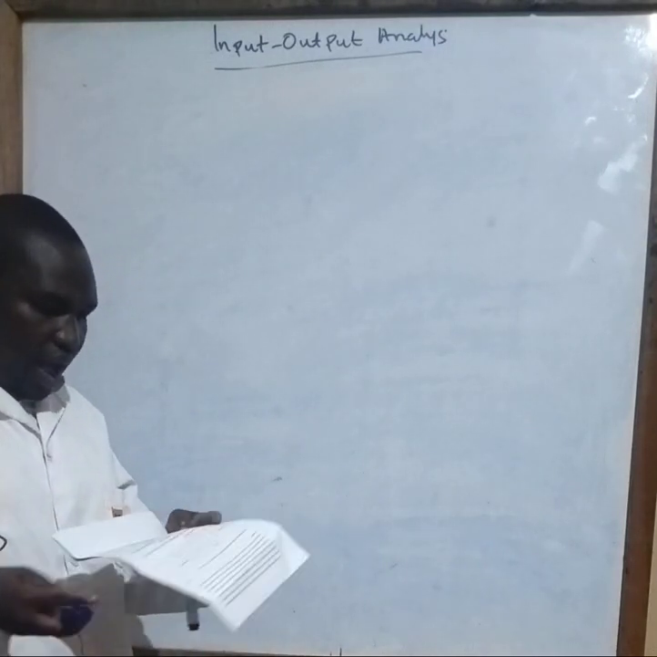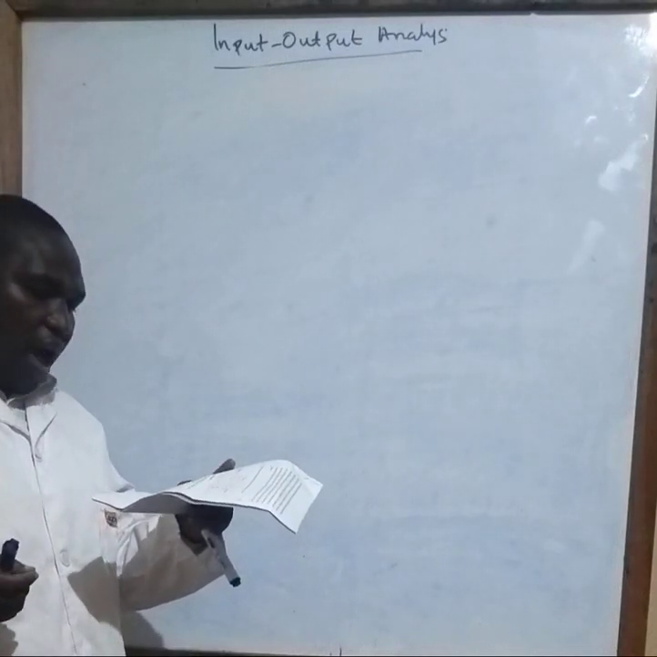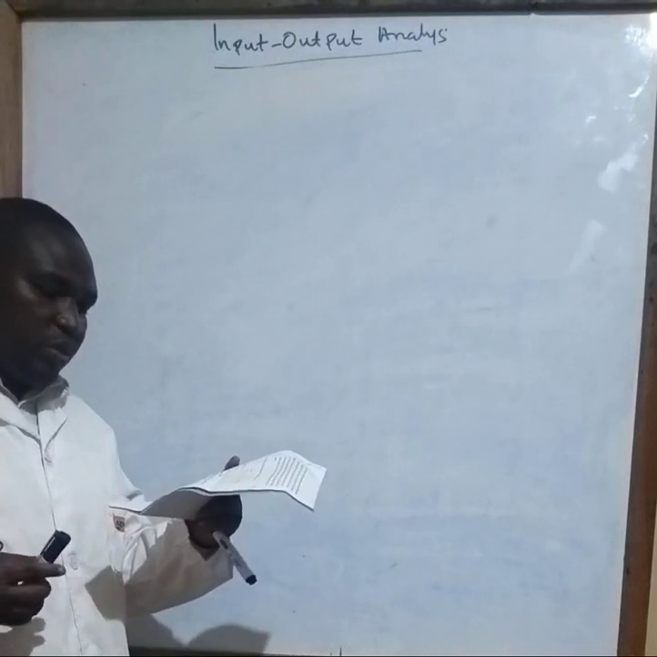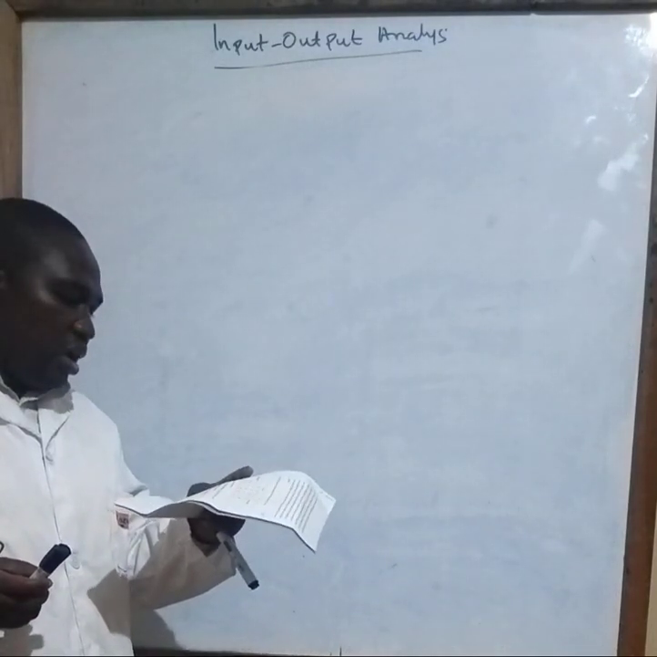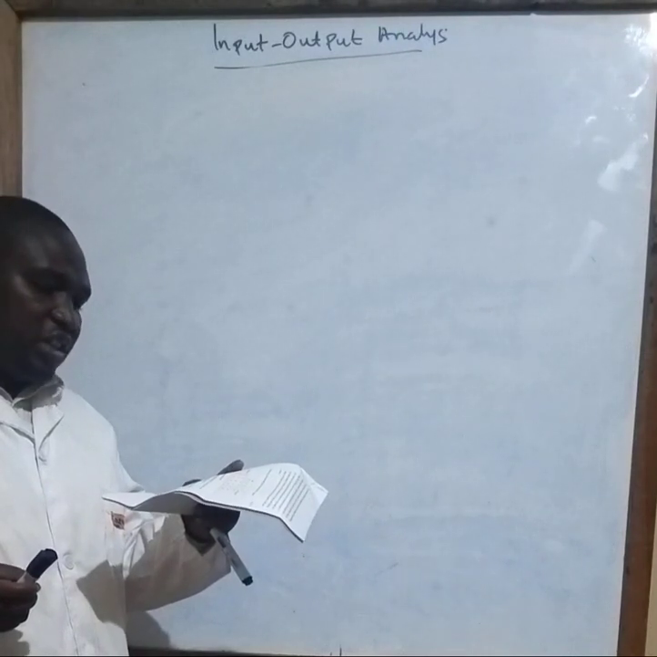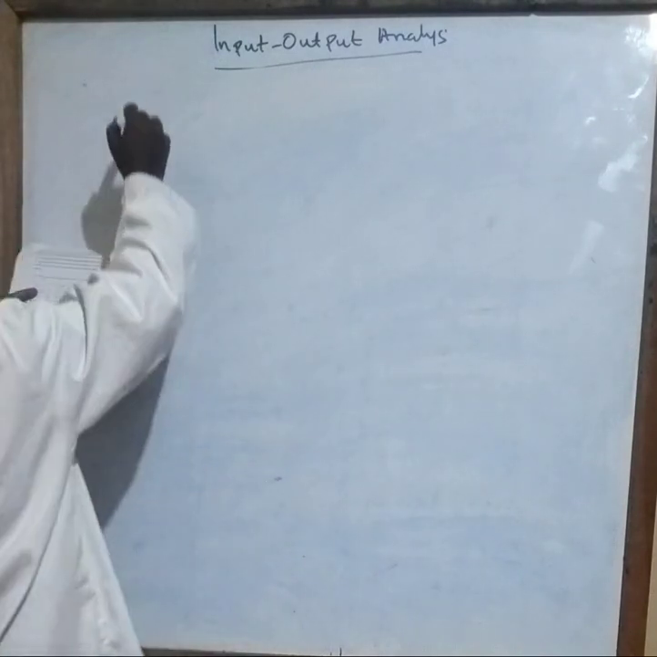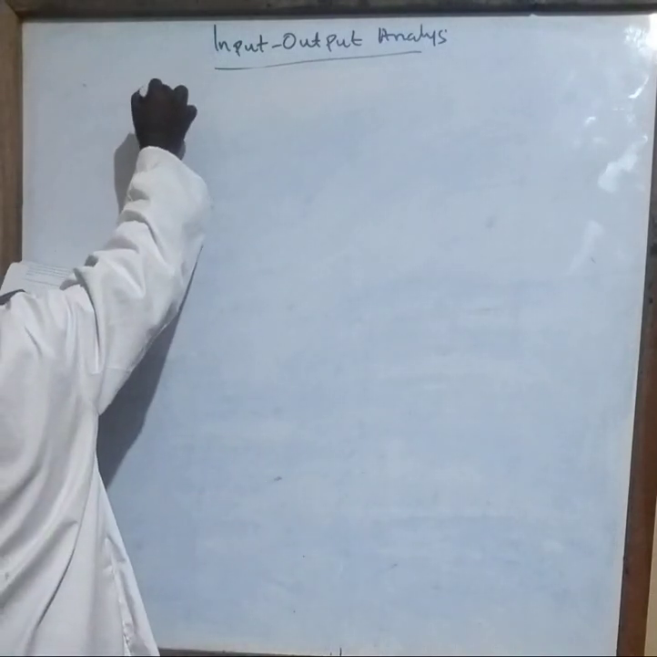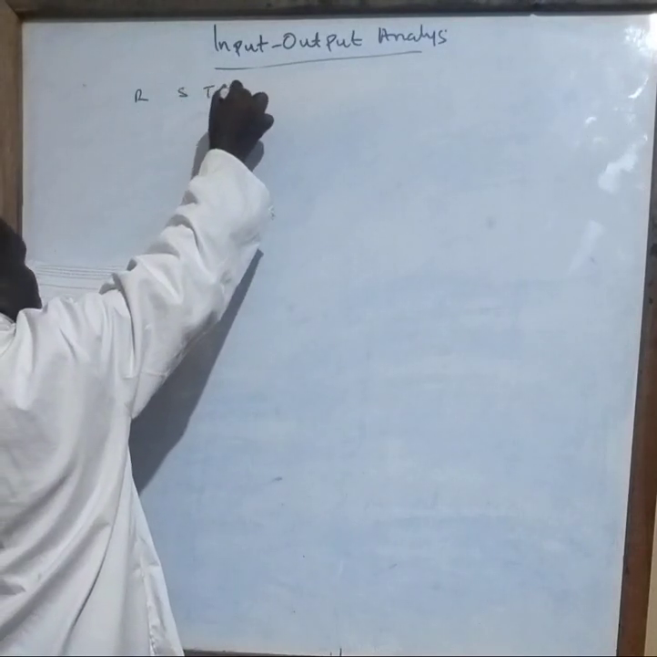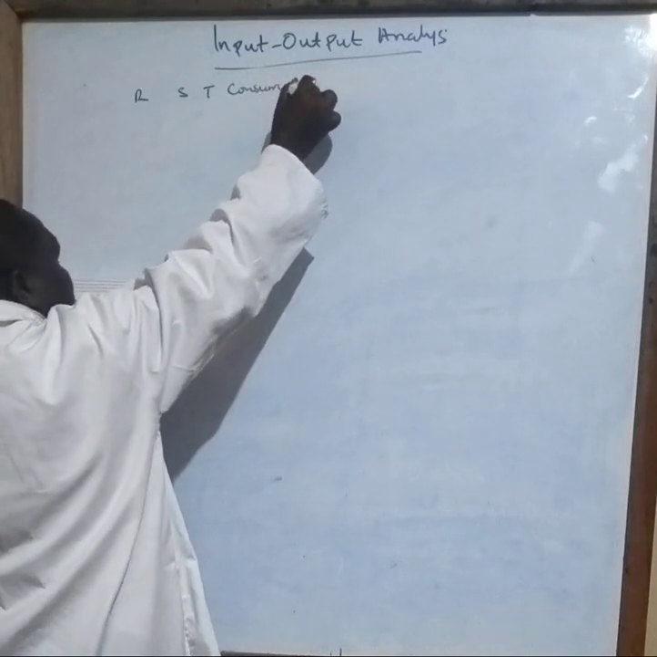Example 2 says, an economy consists of 3 industries, R, S, and T. The relationship between the production of these industries is as shown below. Units in thousands tons. Then we have this table here. We have R here. We have S and T. Then we have consumer. Then we have the total.